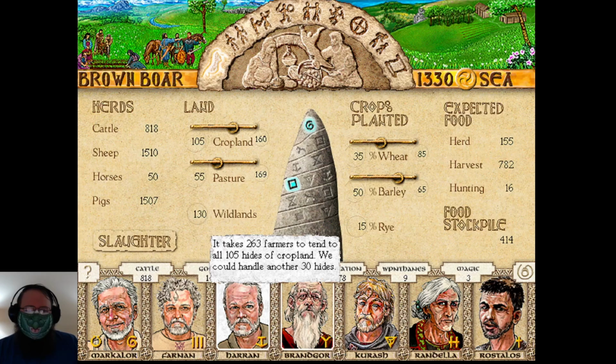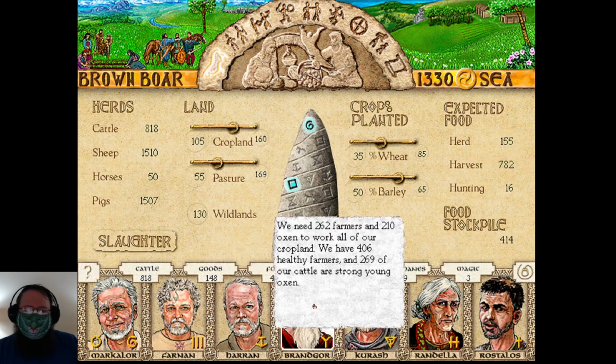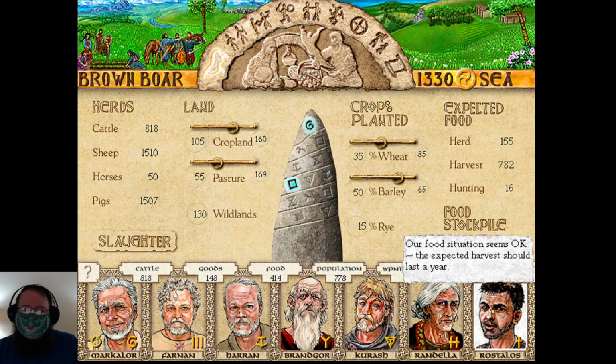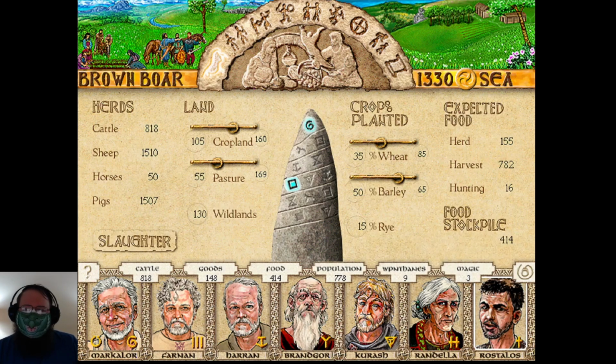We can handle another 30 hides of cropland. We need 262 farmers and 210 oxen. We have a bunch of stuff. Our animals need to graze on 27 hides of land and be tended by 67 herders. Our food situation seems okay. The expected harvest should last a year. Okay.